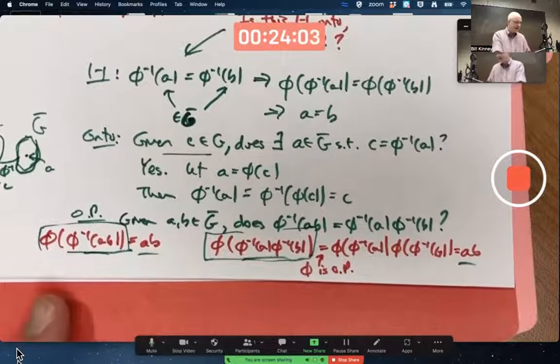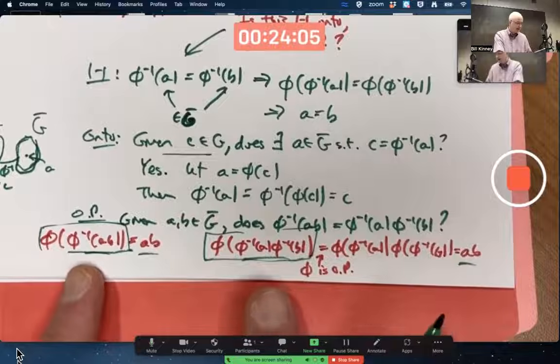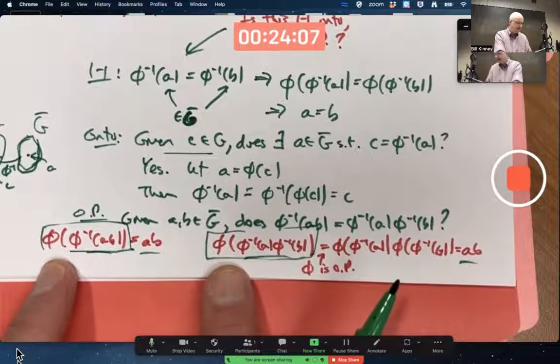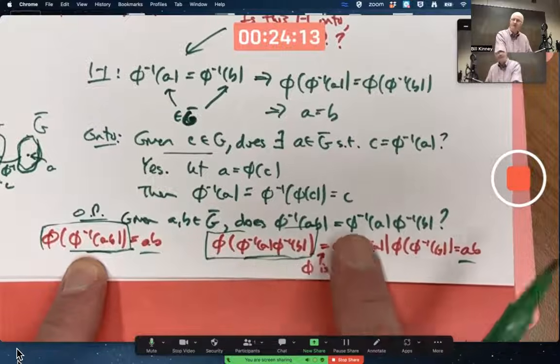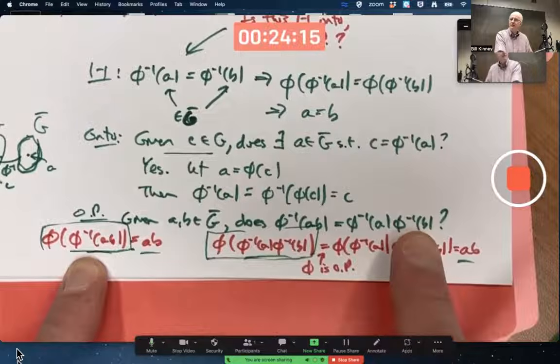Now use the fact that phi is 1-to-1. You've got the outputs being the same thing, therefore the inputs must be the same thing. And that's what we wanted to prove, that those are equal.